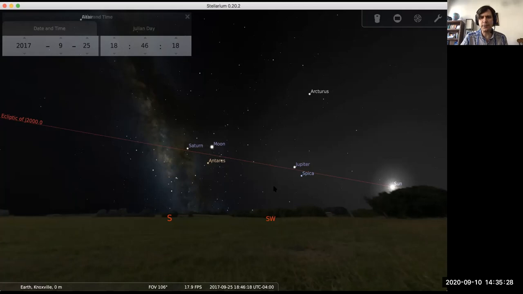Notice that all the planets that we can see, and right now we can see Jupiter and Saturn, they lie close to the ecliptic as well, and they're always going to lie close to the ecliptic. That's going to be one of our first observations. The moon sits near the ecliptic too.